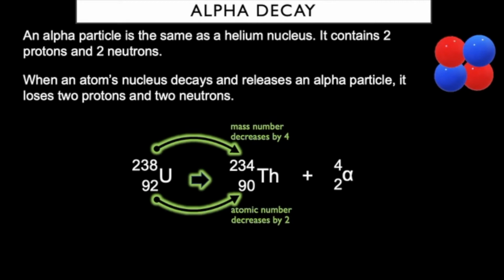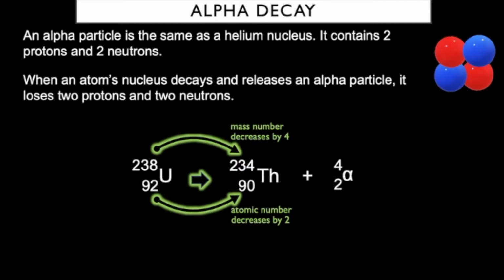and this is how we know what's on the left-hand side of the arrow and what's on the right-hand side, because the numbers will equal the same. On the left-hand side, the mass number is 238, so everything on the right must equal 238. My thorium atom has a mass of 234, and add that to the mass of the alpha particle, which is 4: 234 plus 4 equals 238.